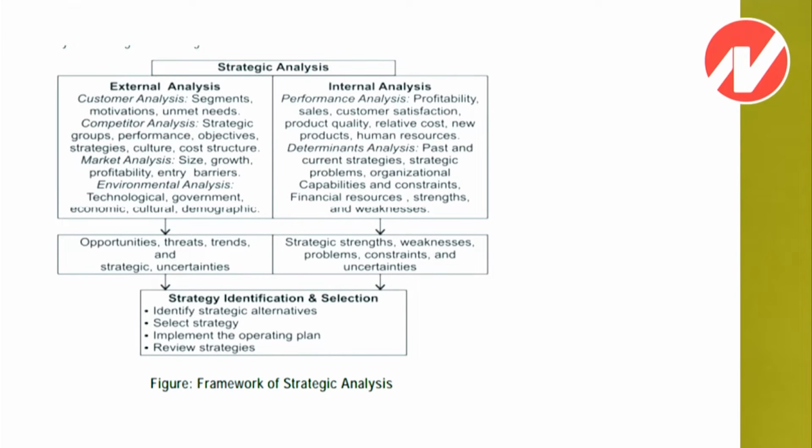You came to know about opportunity, threat and strength. So below that, strategy identification and selection. It means identify the alternatives, select the strategy, implement the operating plan and review the strategy. This figure you are supposed to write when there is a question.